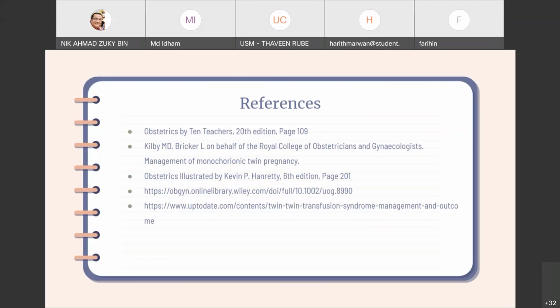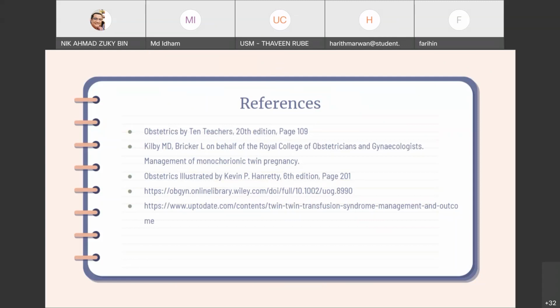If the baby is in the transverse lie after the first baby is delivered, you have to do external version to make it longitudinal.